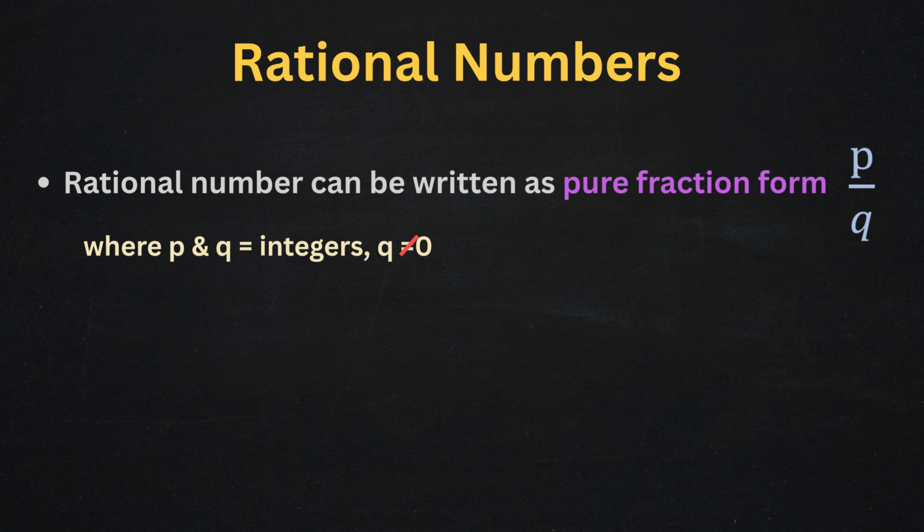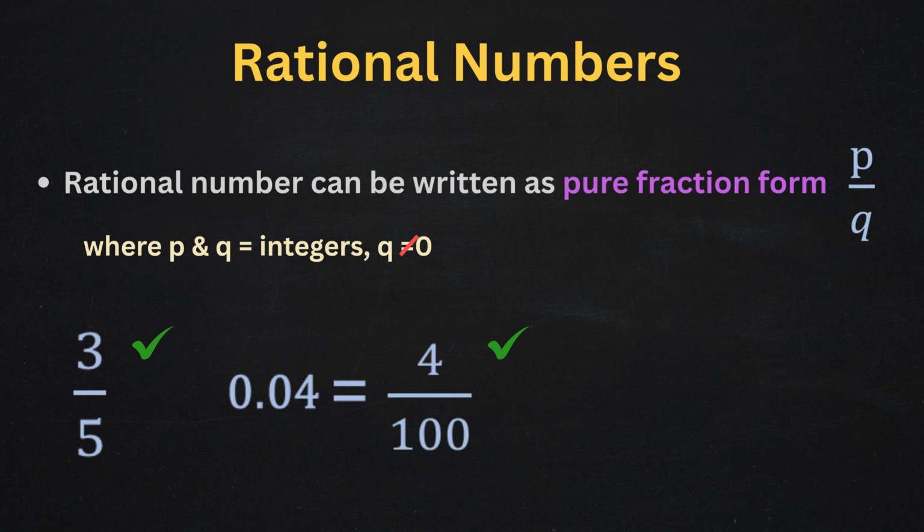Let's go through some examples of rational numbers. Is 3 by 5 a rational number? Of course, as two integers 3 and 5 are written in pure fraction form. Therefore, 3 by 5 is a rational number. What about 0.04? Is 0.04 a rational number? At first, it might seem an irrational number, but 0.04 can be written as 4 by 100, and that is pretty clear. Similarly, minus 3 is rational because it can be written as minus 3 by 1. Again, a pure fraction form of two integers.